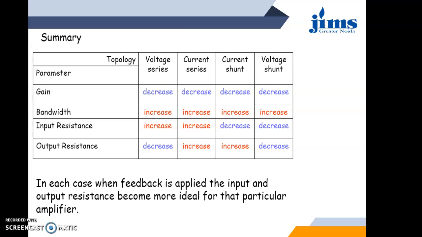In case of voltage series, the input resistance increases and output resistance decreases. For current series, the input resistance increases and output also increases. In current shunt, the input decreases and output increases, and in voltage shunt, both input and output decrease. So if we compare all four configurations, the best configuration is voltage series, because it gives the desired change in resistance, that the input should be high and output should be low.